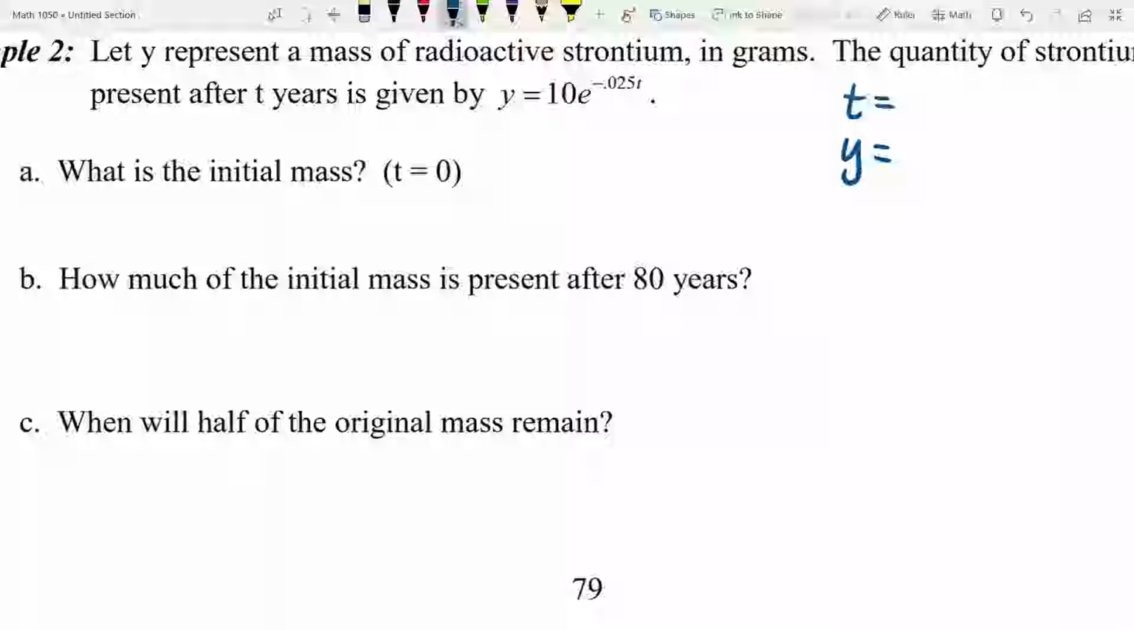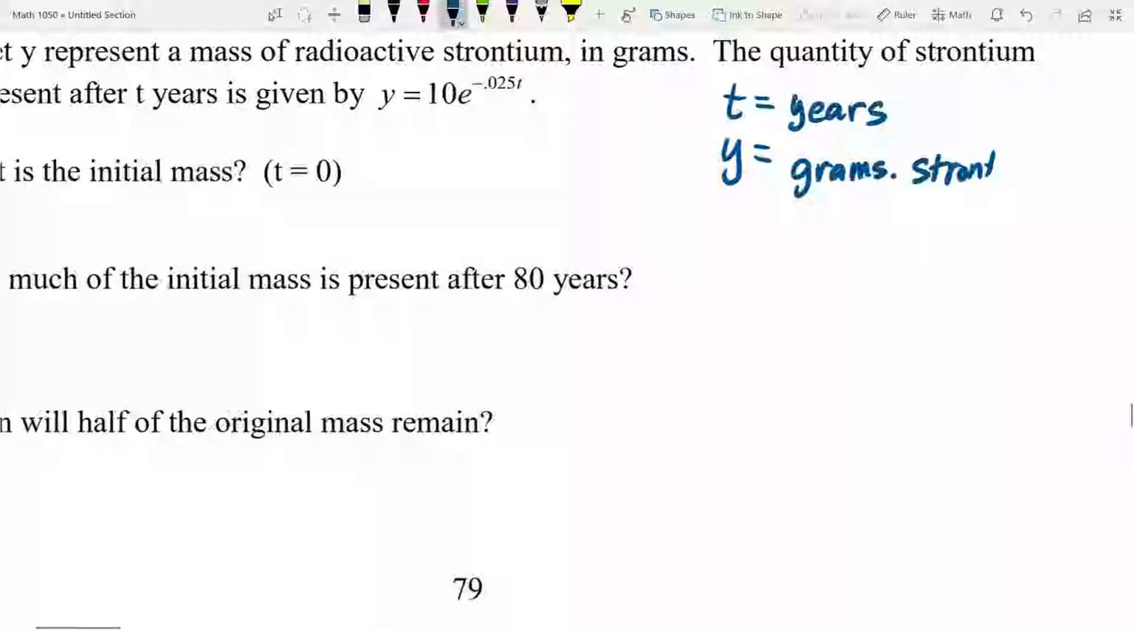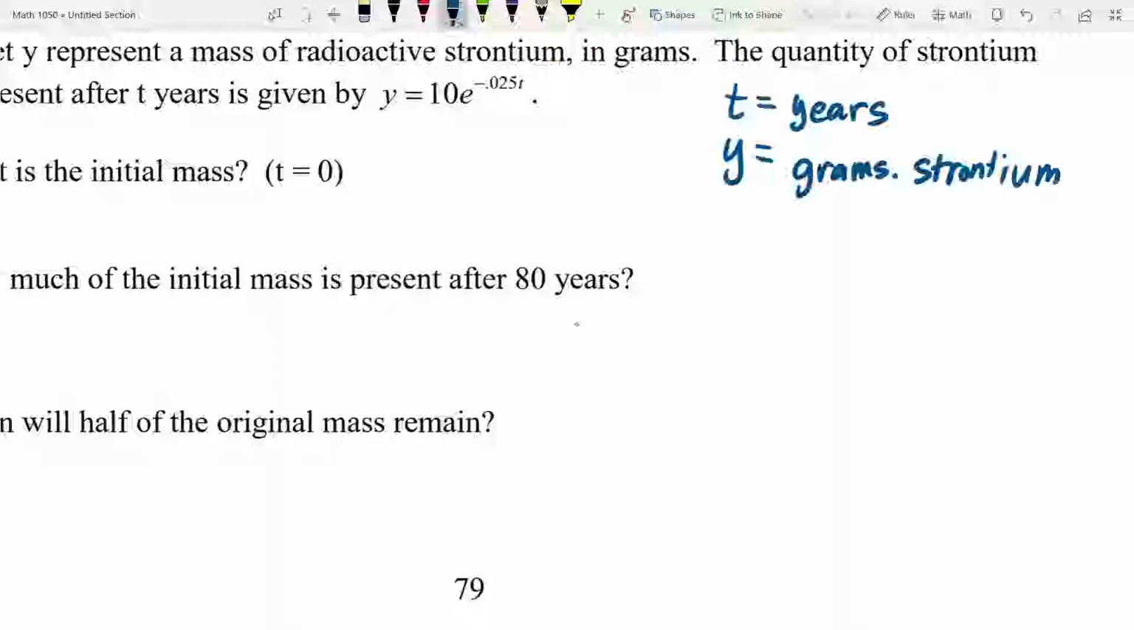but it'd be crazy because you're going to get all mixed up in your head if you don't know what stands for what. So T stands for years, and Y stands for grams of strontium. How much you have, okay?